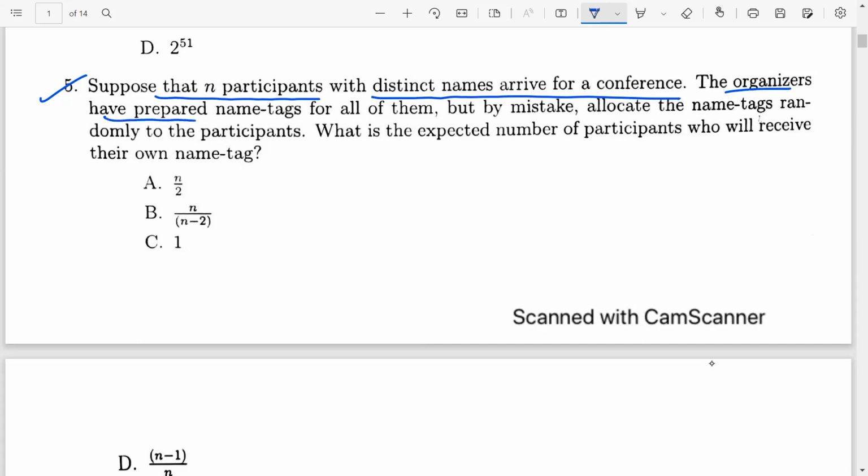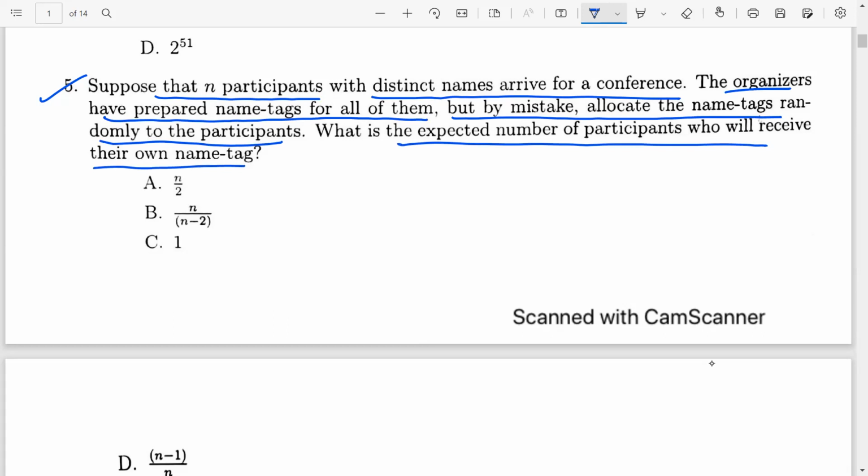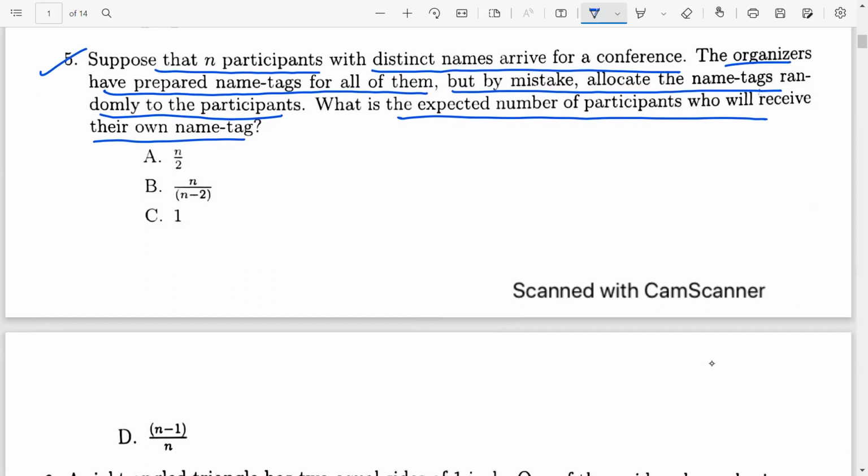The organizers have prepared the name tags for all of them, but by mistake allocated the name tags randomly to the participants. We need to find out the expected number of participants who will receive their own name tag. So the tags have been distributed randomly among these n participants, and we need to find out, of all these participants, what are the expected number of participants who are going to correctly receive their own name tag. So it's a random variable and probability based question. So let me come to the whiteboard and we can solve this.